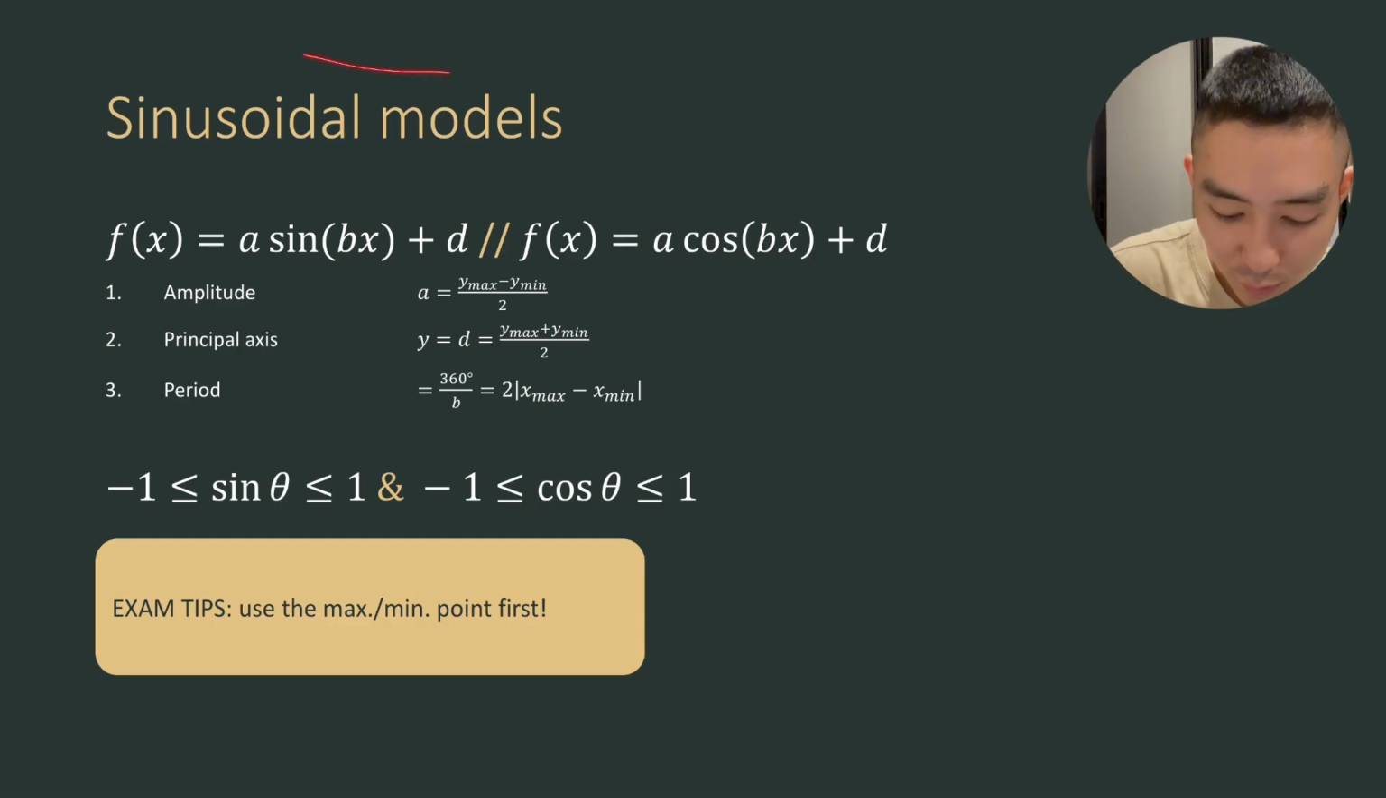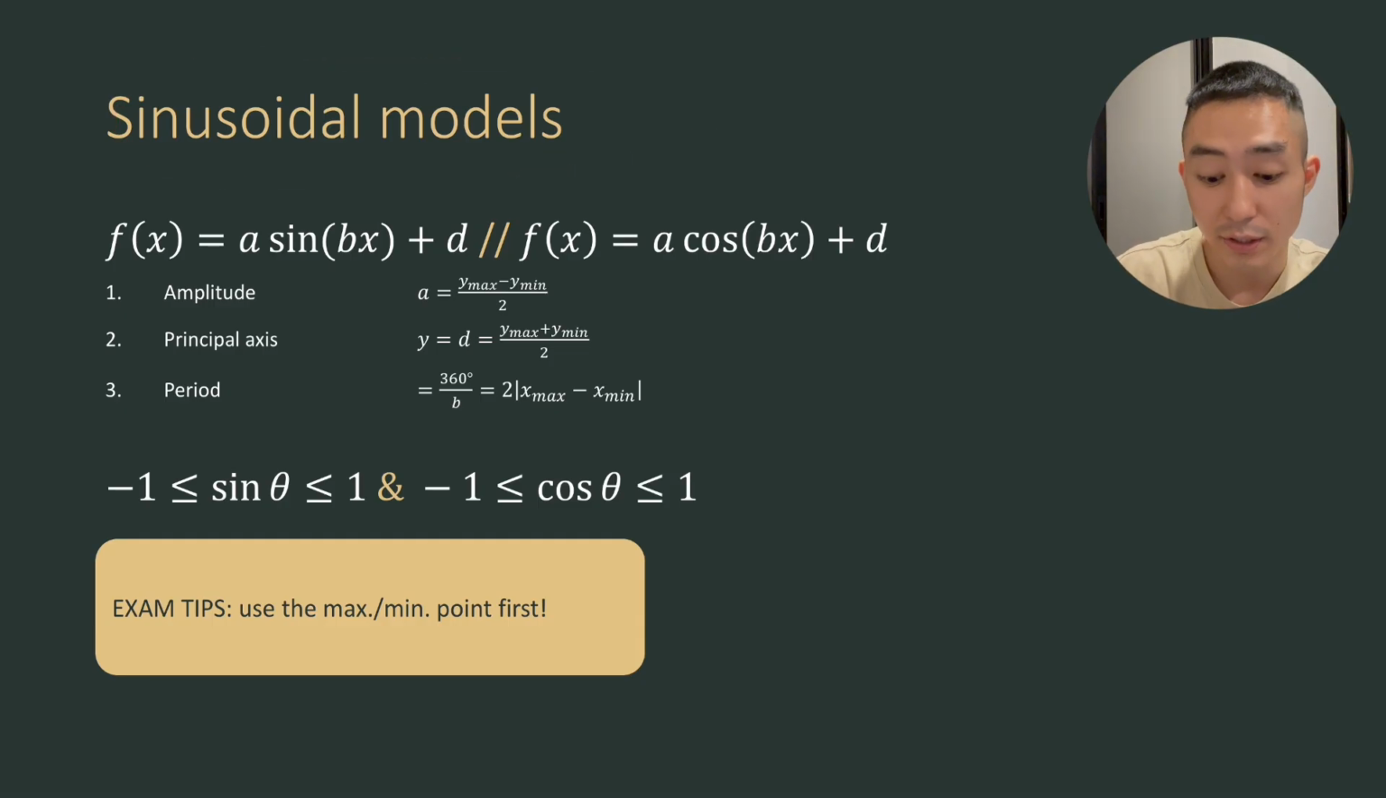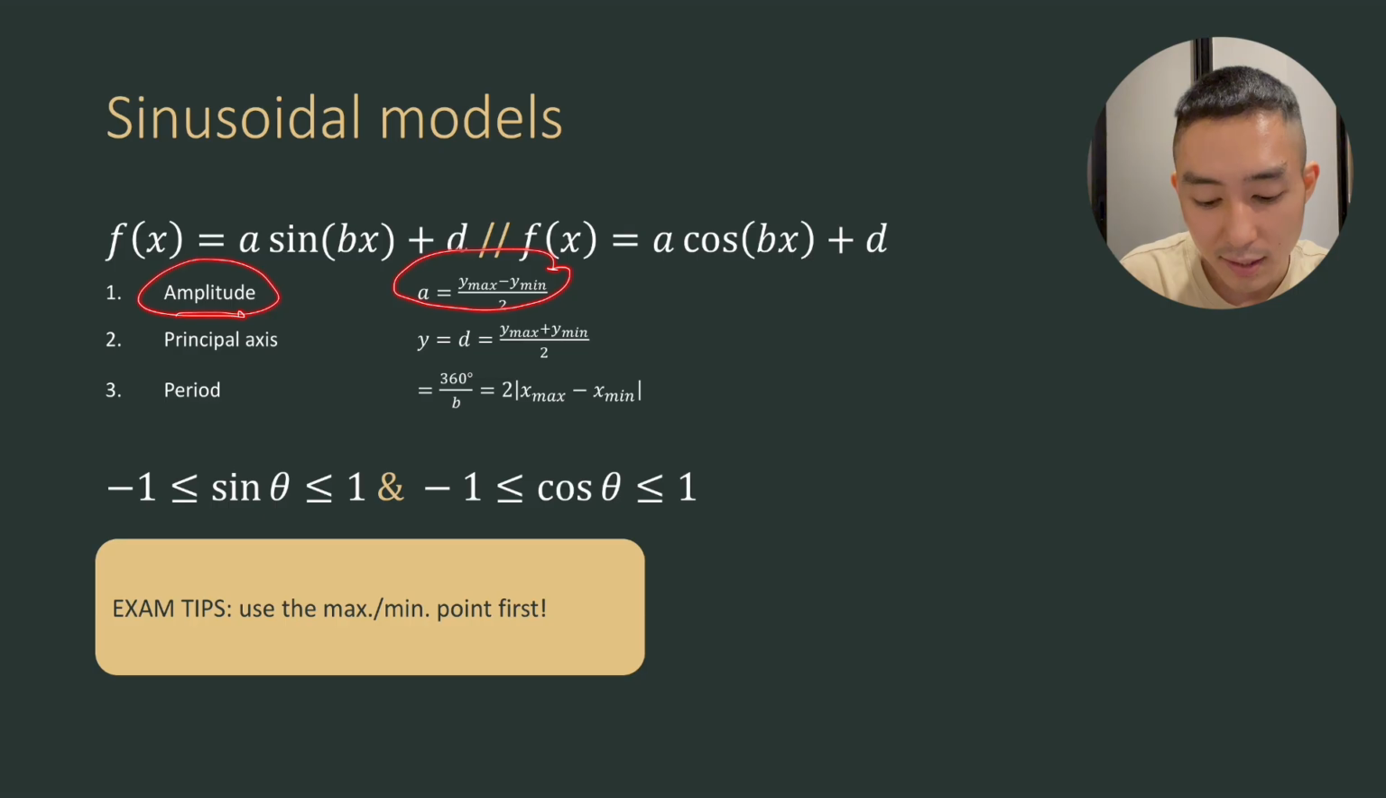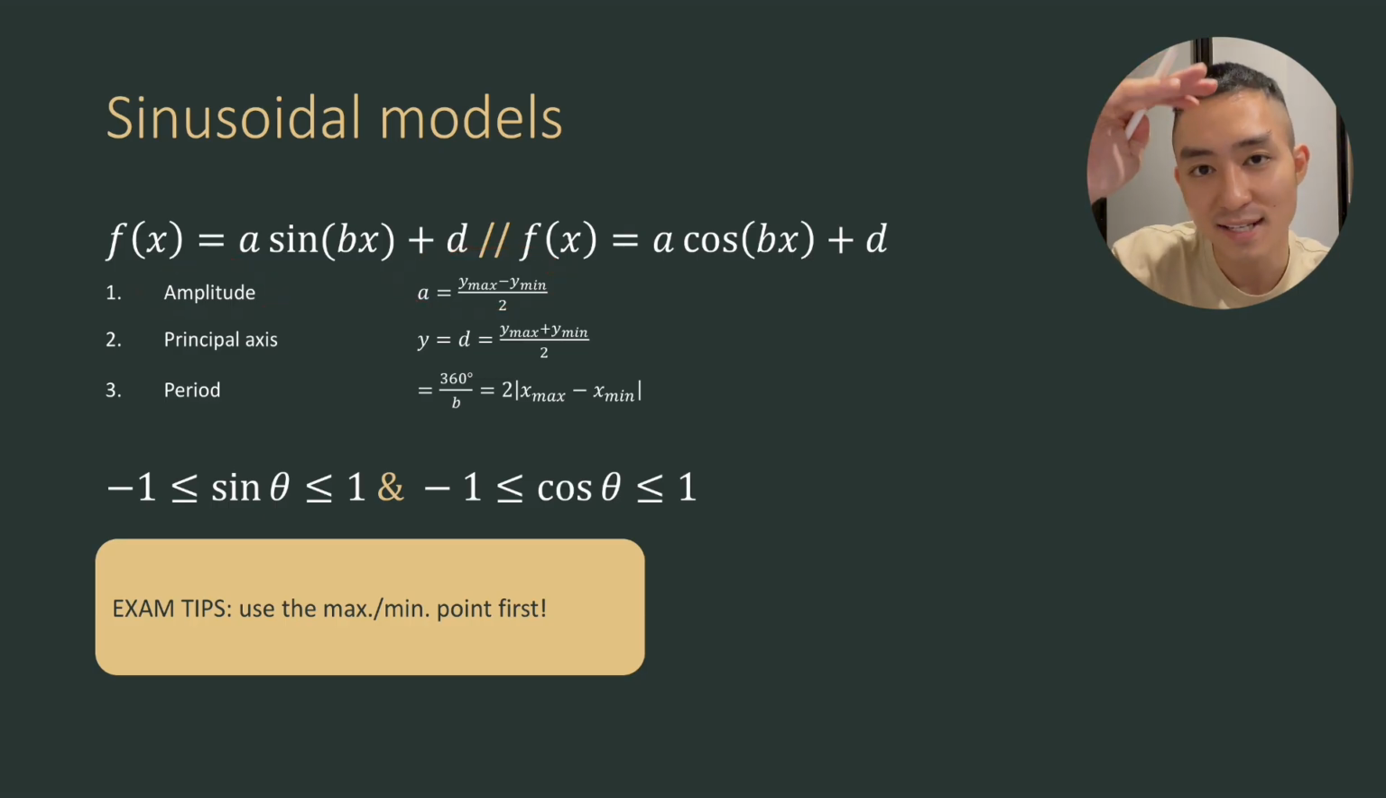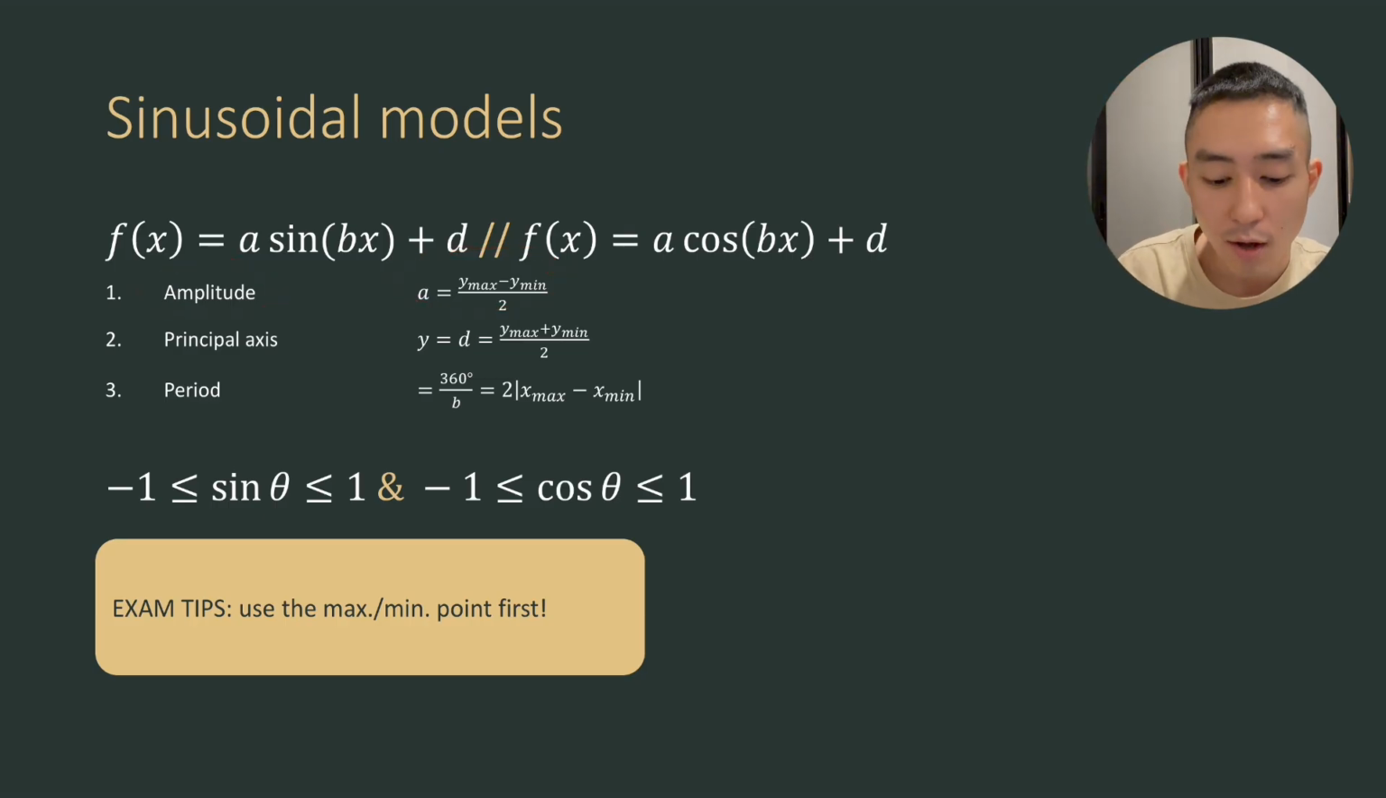Now we have the last one over here, which is called the sinusoidal model. So it's the graph of a sine or cos function. And don't worry, both of them have similar properties. So the amplitude you calculate with this formula: the y max minus y min, and then divided by 2. For the principal axis, you change the sign from minus into plus.